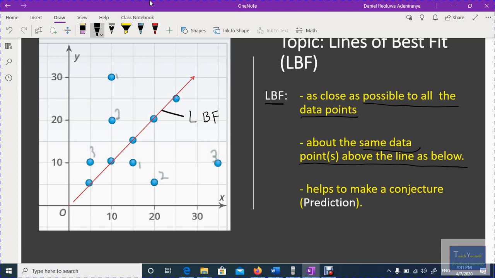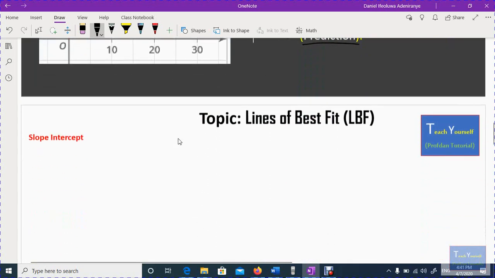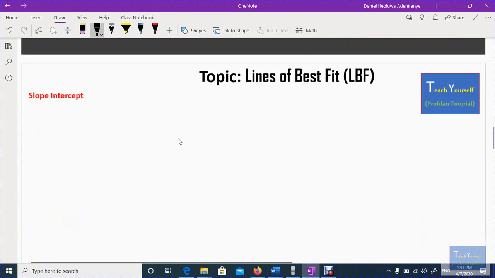The third point says this line of best fit helps to make a conjecture, that is a prediction. I'm going to come back to this later. Okay. Before we look at a typical example and see how we can use a line of best fit in a scenario, I'm going to explain a slope concept, as this is very important. It is a tool we are going to be using. Okay, slope.